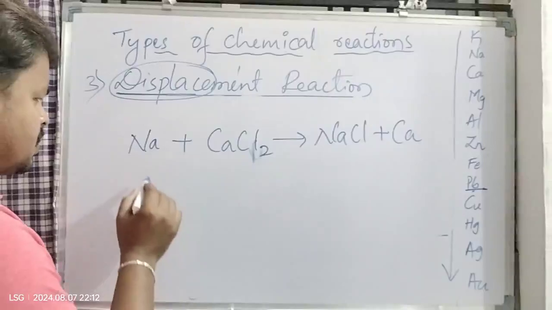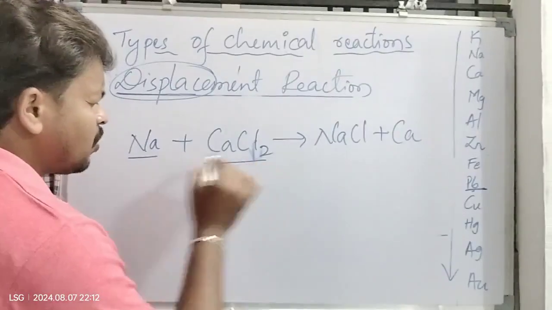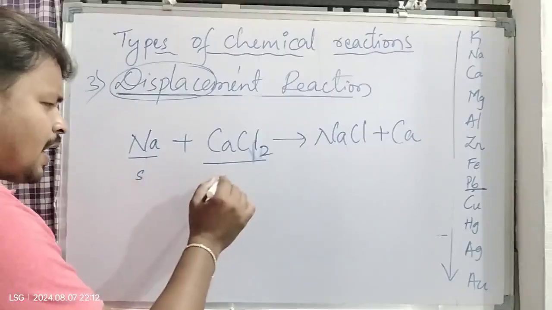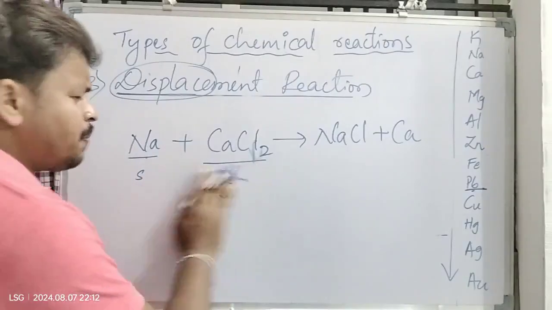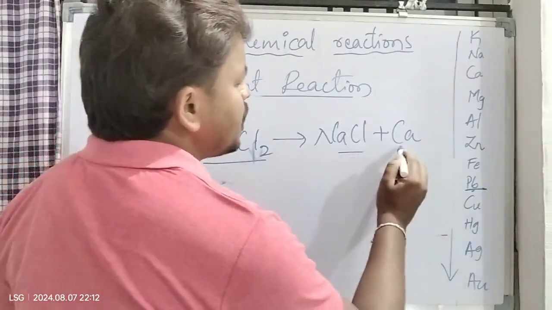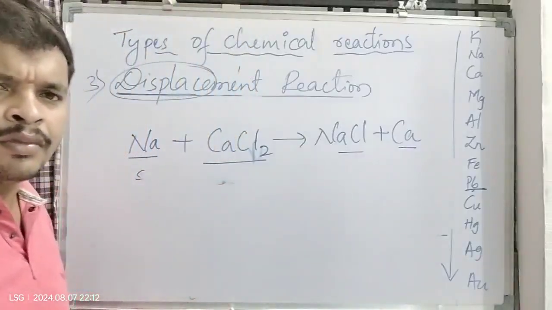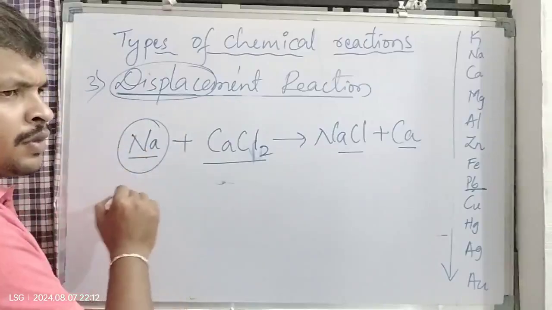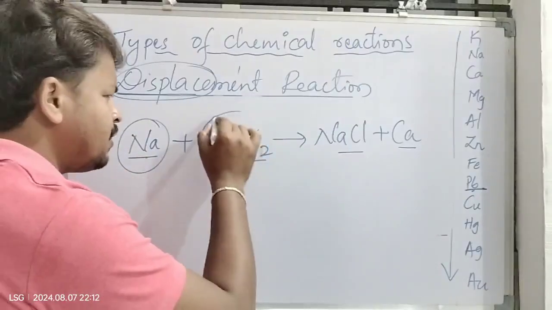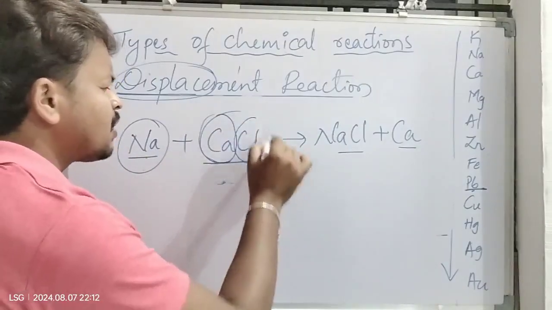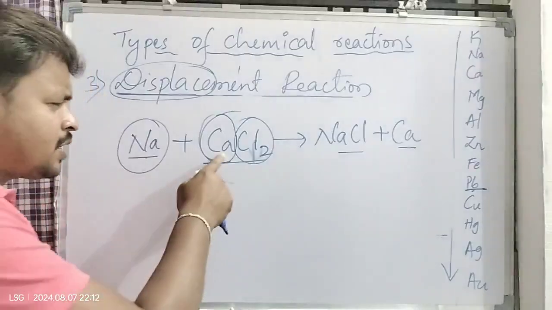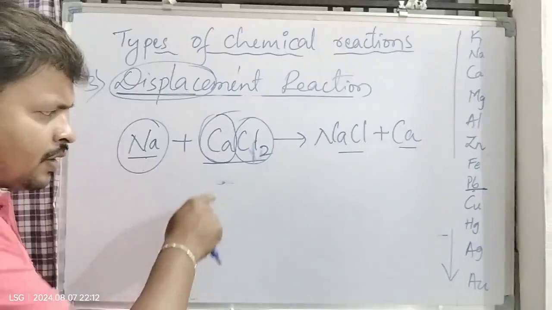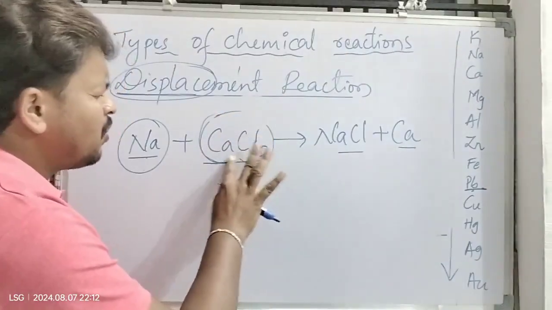So here what happens? Sodium and calcium chloride are reacting with each other. Sodium is here, and here calcium chloride is there. But the products are what? Sodium chloride and calcium. So what happened here? The sodium was alone, and calcium was with chlorine. Calcium ions are with the chlorine ions to form calcium chloride.